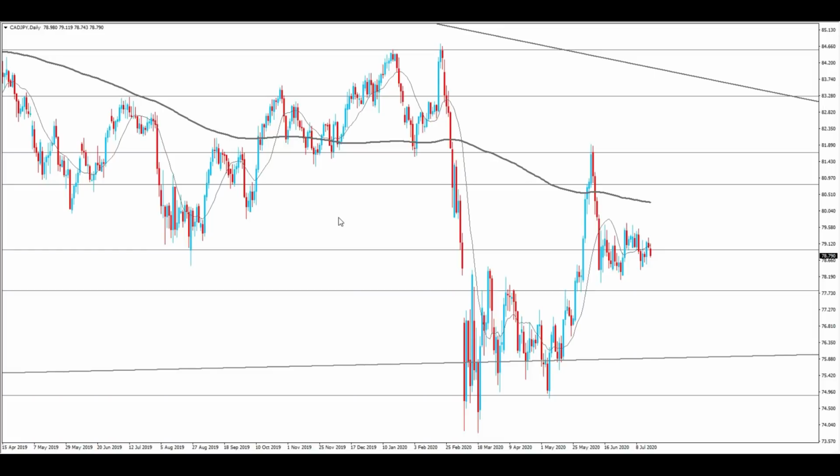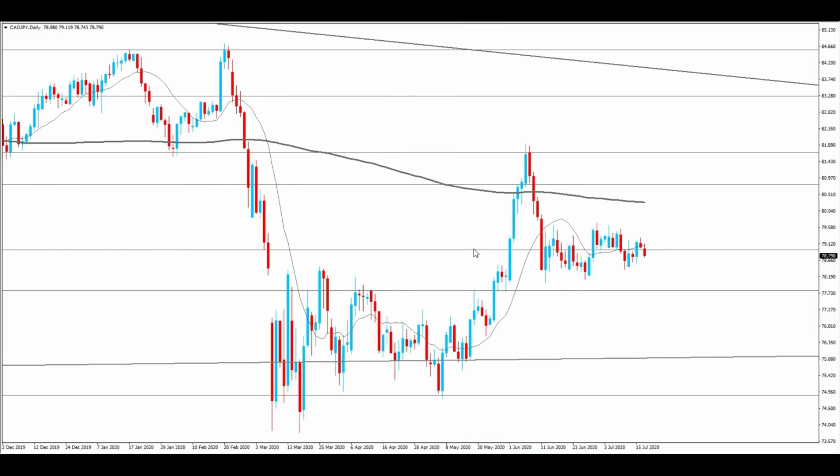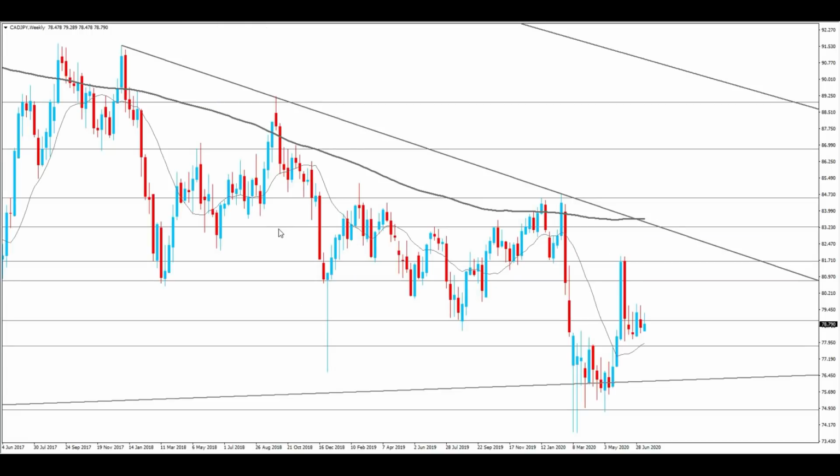Okay, so now onto CAD JPY. On the daily time frame, you can see that we're still moving sideways between these two levels. So we need a breakout to the upside or the downside for us to get into a trade. On the high time frame, we can see that we have the downtrend in the market.